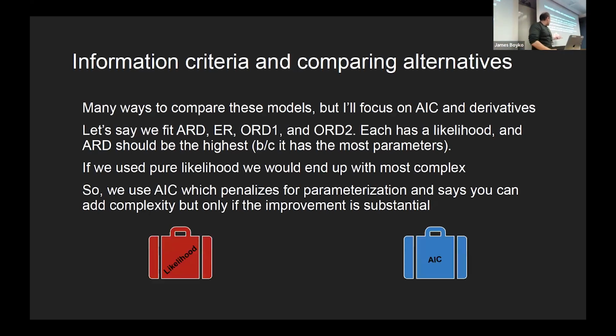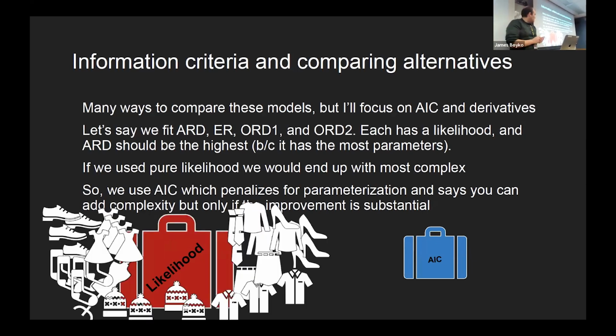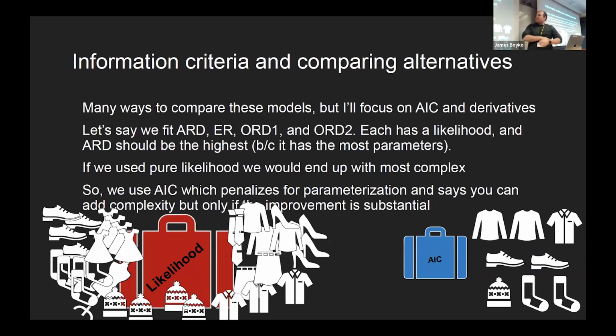So just as a little analogy, imagine you're packing for a trip. If you're using likelihood, you're going to pack every possible thing that you could possibly need on that trip, and you're going to bring way too much luggage, way too much stuff. If you're using AIC, you're going to pack very organized. You're going to know what you're going for, and you're going to have a nice trade-off between how much you need to bring and how much you're going to actually use. Okay, is that clear? Good.